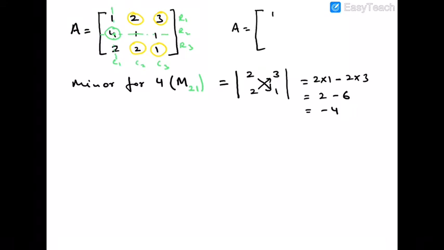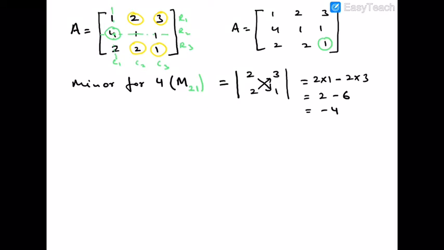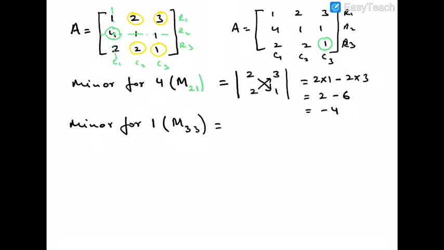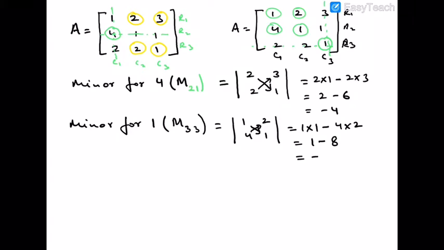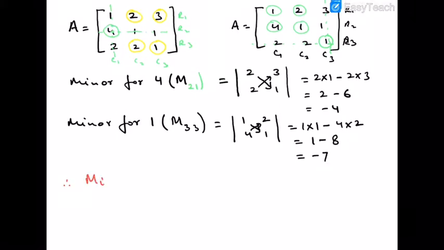Similarly, we can find out minor for 1, that is in third row and third column. So M33 for 1. So cross out third row and third column here, and our 4 remaining elements will be 1, 2, 4, 1. Now multiply 1 with 1 minus 4 times 2, that is 1 minus 8 is equal to minus 7.